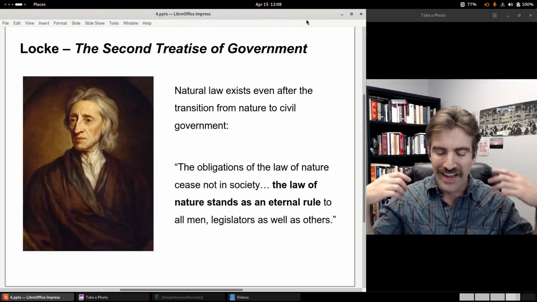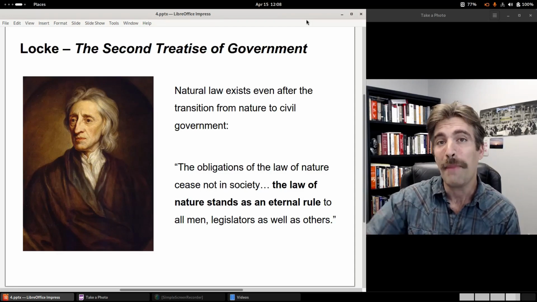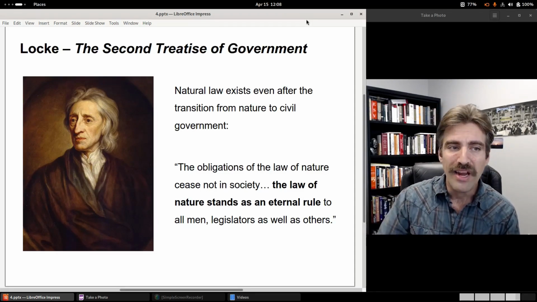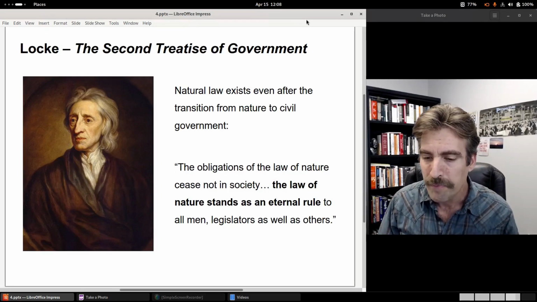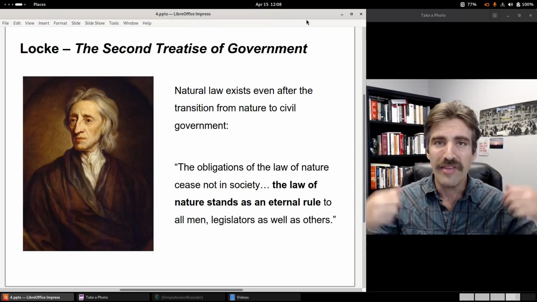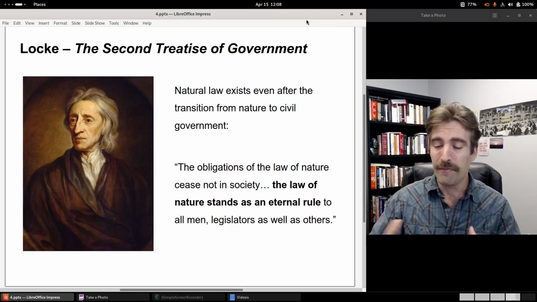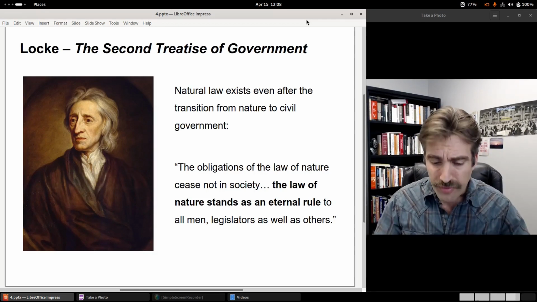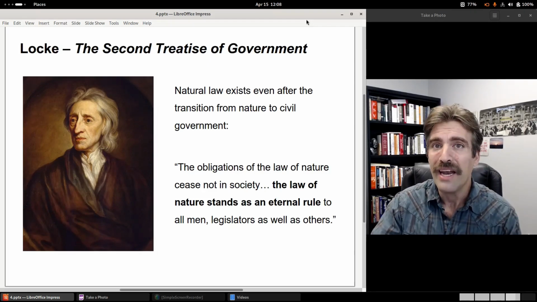"The law of nature stands as an eternal rule to all men, legislators as well as others." So this eternal rule supersedes the power and authority of even the legislature, which is the supreme branch. It is a fixed standing rule. As we saw in part 3, Locke argues that this law of nature derives from none other than God himself.